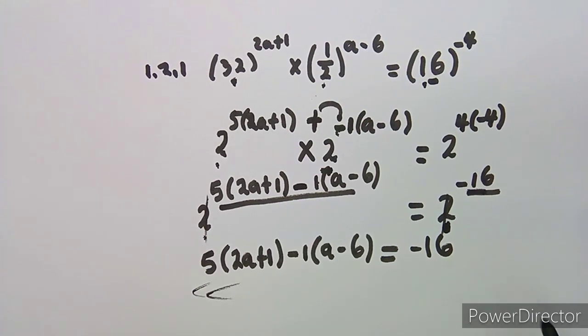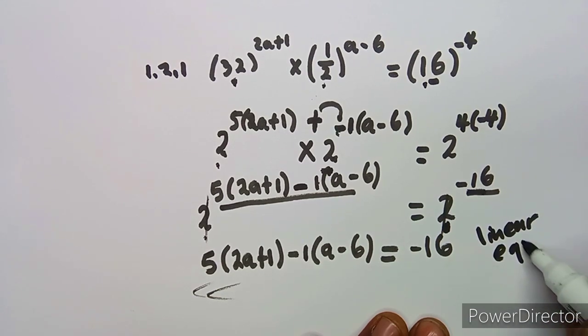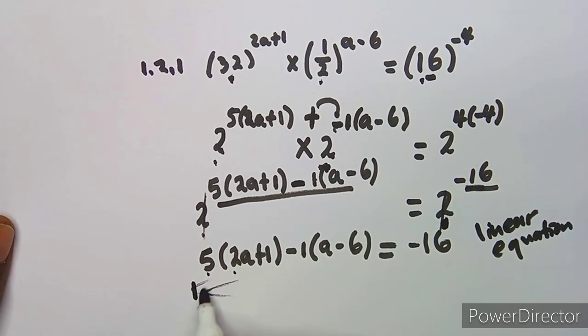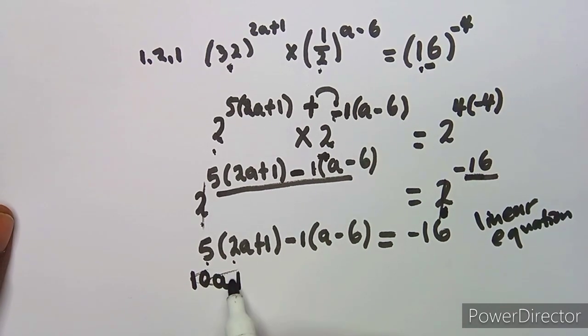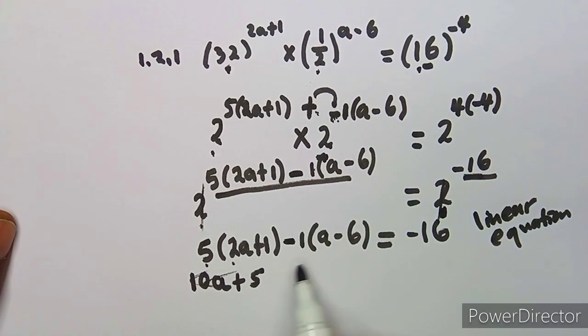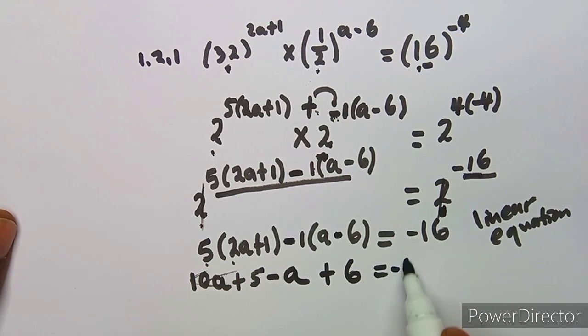As you can see, this is now a normal equation that you are used to, which is actually a linear equation. So you have to solve the linear equation, expand brackets, collect like terms, and so forth. So 5 times 2, that's 10a. 5 times 1, which is 5. Minus 1, remember this minus 1, we obtained it from plus and minus here. So it's going to be minus 1 times a, which is minus a, minus 1 times minus 6, which is plus 6, is equal to minus 16.